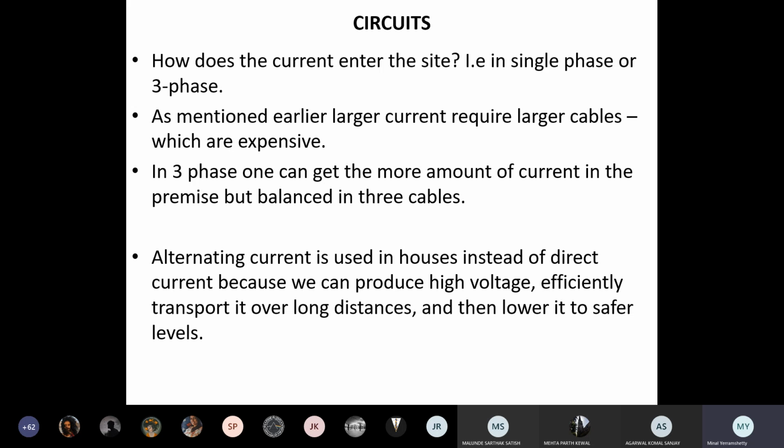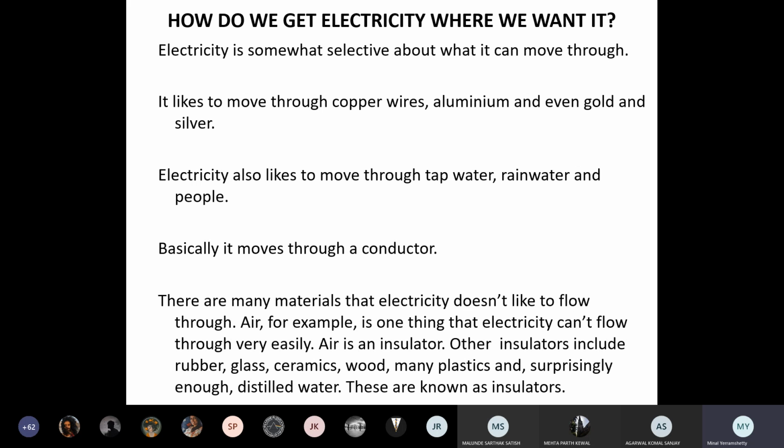So let's go and see some of the other terms. How do we get electricity where we want it? Electricity is somewhat selective about what it can move through. We know that there are conductors and there are insulators, or we say bad conductor and good conductor. It likes to move through copper wires, aluminium, gold, and silver. So basically metals, but it also likes to move through tap water, rainwater, and people. Don't forget that.